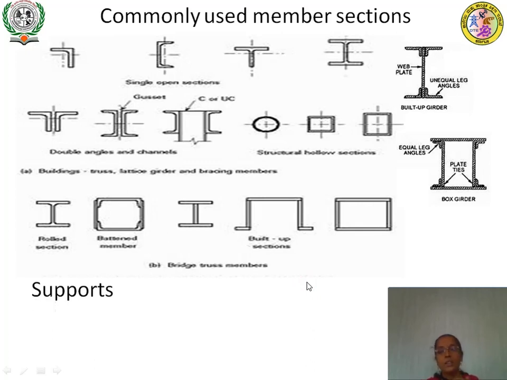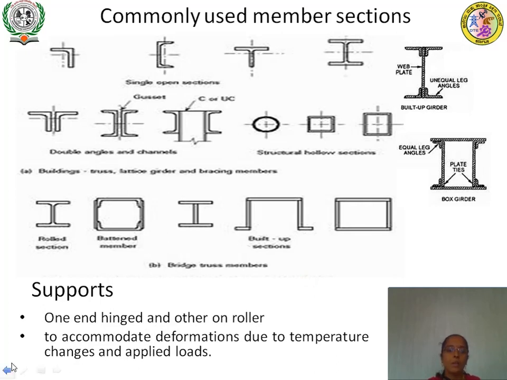Next, how is a truss going to be supported? Normally the truss will be supported at one end as hinged and the other end on a roller. One end will be at the hinge and the other end at the roller. Why does one end have to be on a roller? Why can't both ends be hinged? So one end will be a roller. Roller means it is free to slide.